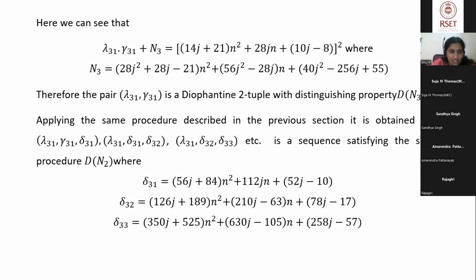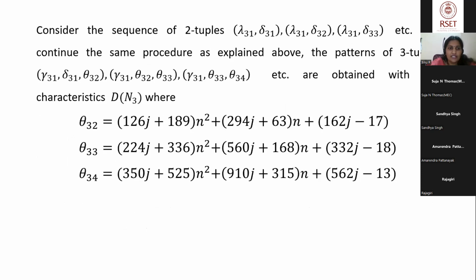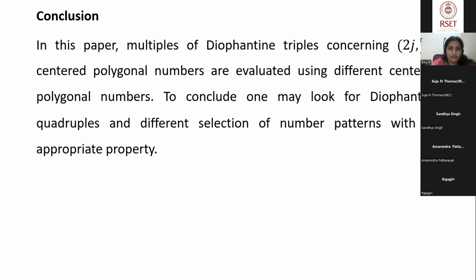From lambda 31 and gamma 31, I obtain delta 31; lambda 31 and delta 31, I obtain delta 32; lambda 31 and delta 32, I obtain delta 33. A few illustrations are here. Similarly, we can again find theta 32, theta 33, and theta 34 here.